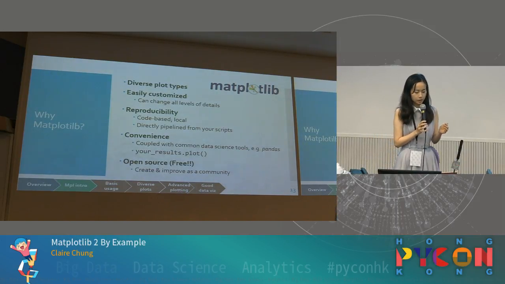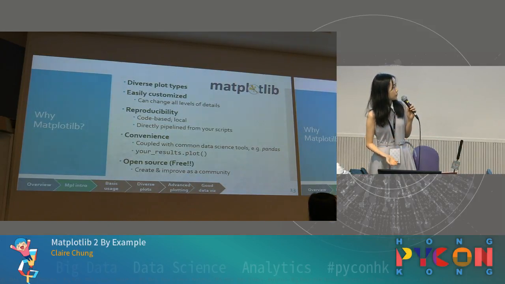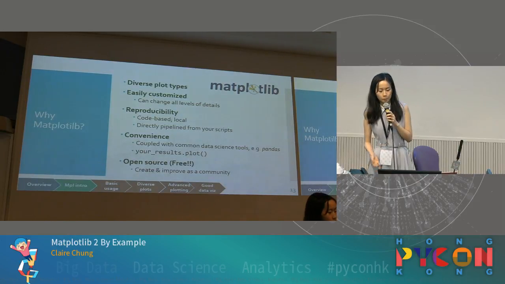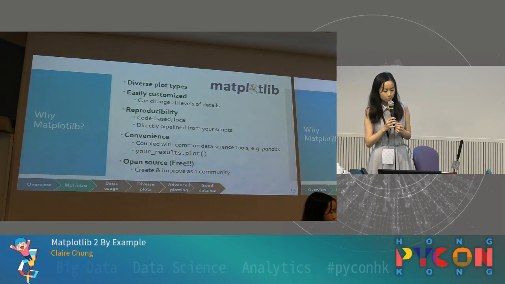And everything is directly pipelined from your scripts. You are not bound by, let's say, the server going down, so that you cannot get good results. And it's very convenient, as we already have heard about pandas. Basically, you can just pipe the dot plot dot request to get the first preliminary plot, and then you tune the aesthetics and how it looks afterwards.